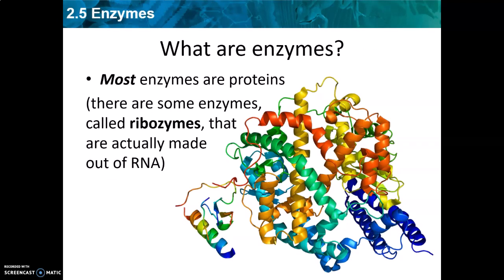Now that we know about chemical reactions, let's look at the biological molecules responsible for making them happen, and that would be enzymes. When we are talking about enzymes, it's pretty safe to assume that we're talking about a protein. There are some rare exceptions of enzymes that are called ribozymes, but that's beyond the scope of what we will be learning about in this course. So most of the time an enzyme is going to be a protein like what you see in this picture here.